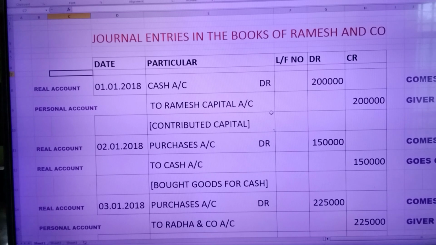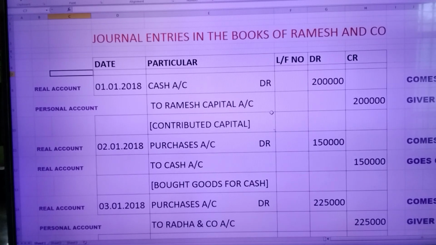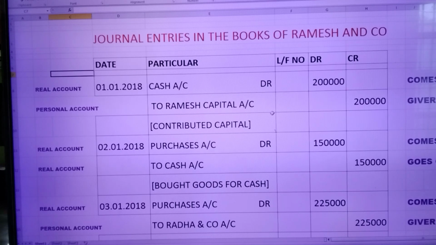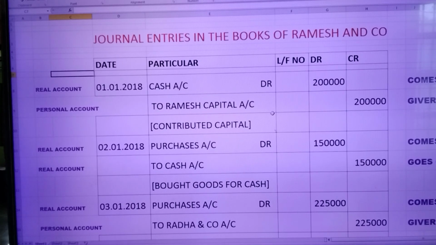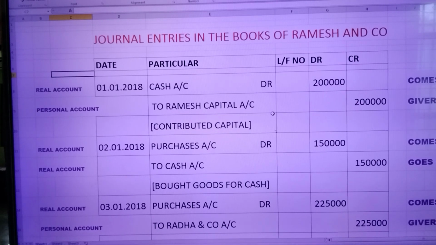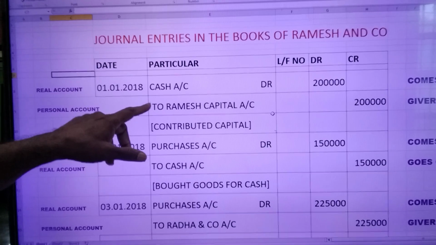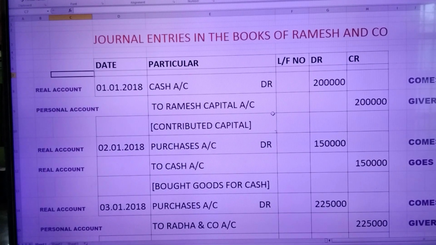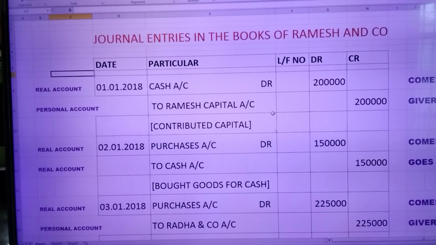First we will consider the cash account. From the Ramesh and Co. point of view, if the owner is giving the money to the business, the cash is coming into Ramesh and Co. No doubt cash comes under real account. What is the real account rule telling? Debit the item that comes in, credit the item that goes out. What I told you in the previous video, real account means accounts related to things. As per the rule, debit what comes in, credit what goes out.